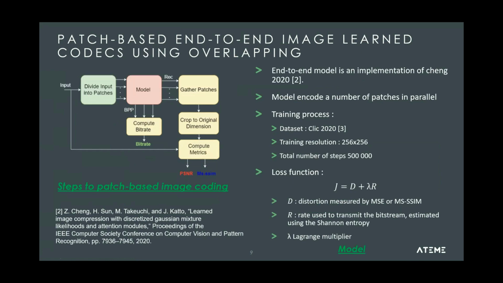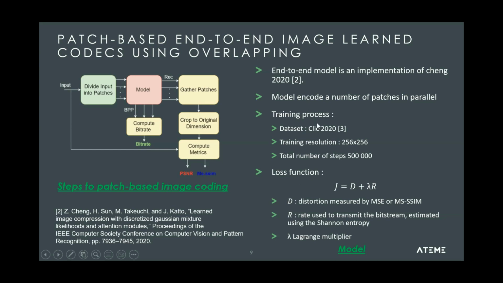Then when we have all our overlapping patches, we will need a model that is an end-to-end learned codec to code those patches. For that, we used an implementation of Cheng 2020. The reference is here too. It is a model that has the best performance in the state of the art. It managed to be competitive with VVC, the traditional codec, for images in intra mode. And we did the implementation of this model.